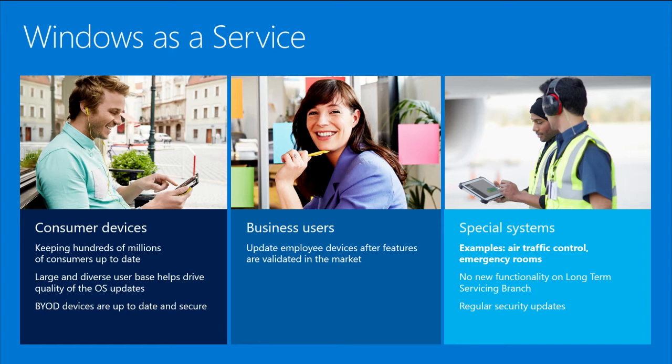For consumer devices, keeping hundreds of millions of consumers up to date. Business users update employee devices after features are validated in the market. So after they've hit the consumer market, then there's the business user, which is called the current branch for business. The consumer branch, or current branch, is used to validate all the new changes to Windows before they go to business users, and so they get a lot of runtime to make sure that they've been tested, they've been validated, that there are no issues, and then a current branch for business releases.